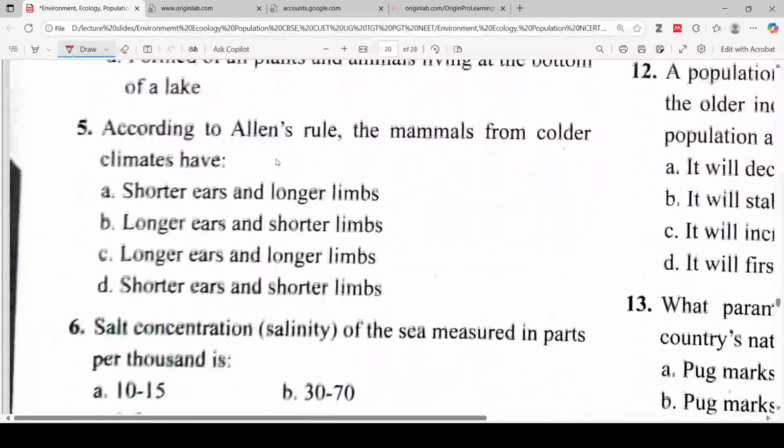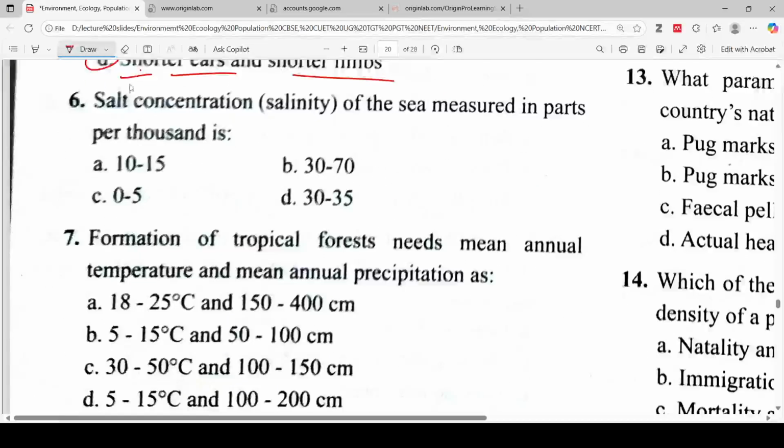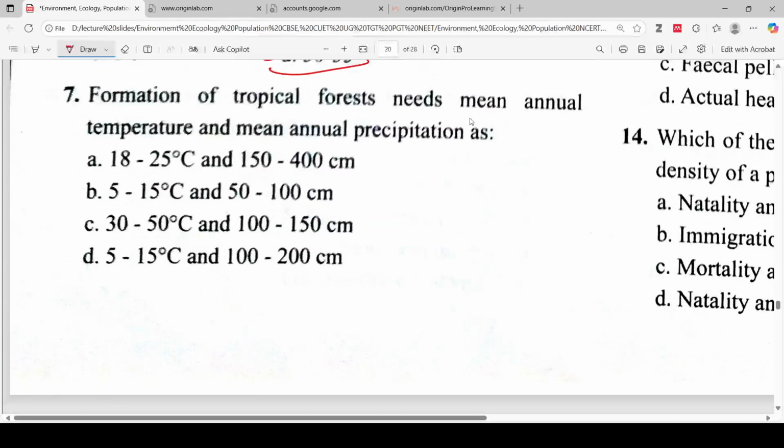Next question. According to Allen's rule, mammals from colder climates have shorter ears and longer limbs, longer ears and shorter limbs, shorter ears and shorter limbs. So the correct answer is option D. Next question. Salt concentration of the sea is measured in parts per thousand. So the salt concentration in the sea is option D. Formation of tropical forest needs mean annual temperature and mean annual precipitation. So the correct answer is option A.